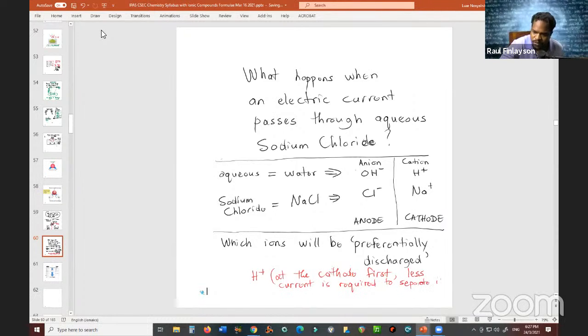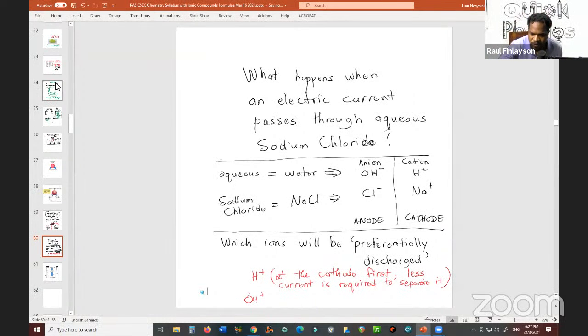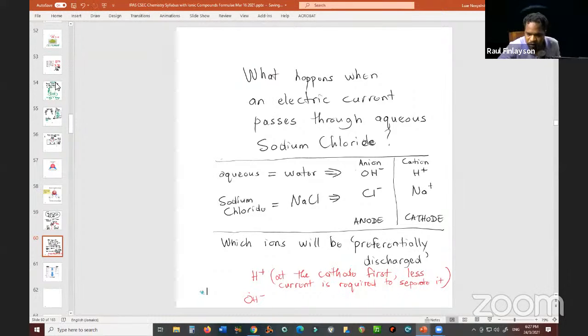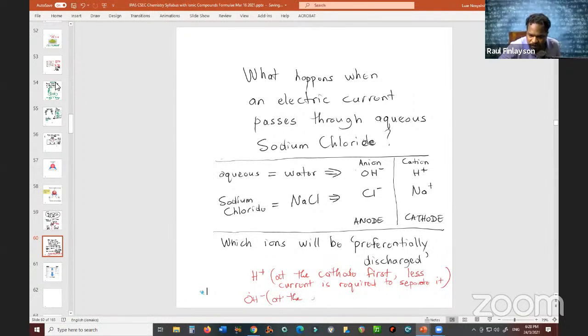All right, so that's a key here. And then of course with the other one, the OH minus is the same. Let's just change this to minus because it's going to be carried away there. So it's at the anode. Same reason: less current required to liberate it, to separate it.